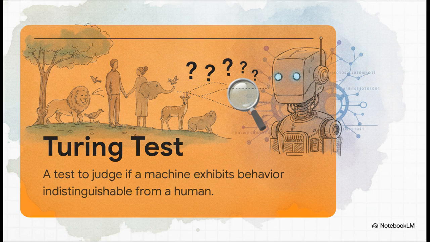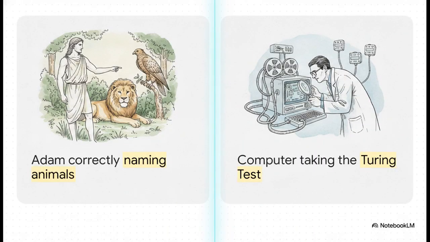Well, just as God tested Adam with the animals, computer scientists developed their own test. The Turing Test is a way of judging whether a machine can exhibit behavior that's totally indistinguishable from a human. It's our modern way of measuring if our artificial creation genuinely possesses human-like reasoning. Can it fool us into thinking it's one of us? And this is where Fisher Test's core analogy just brilliantly clicks into place. On one side of the historical spectrum, we have Adam correctly naming the animals to prove his intelligence matches his creator's.